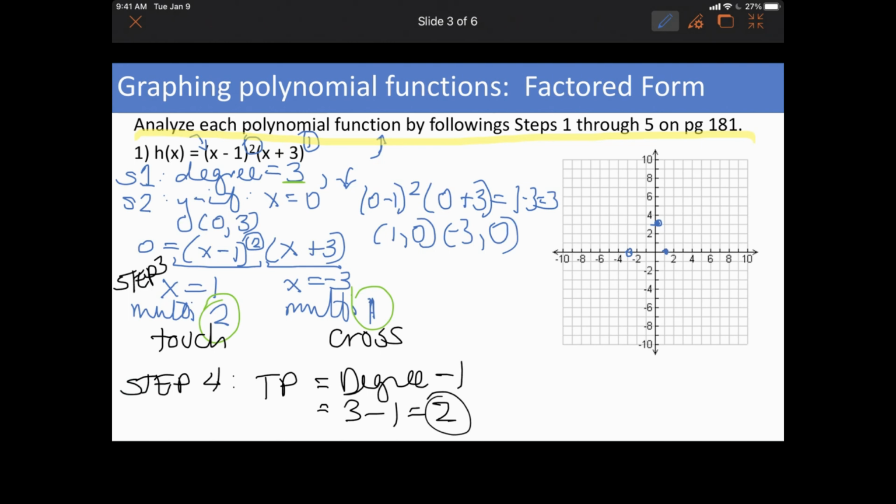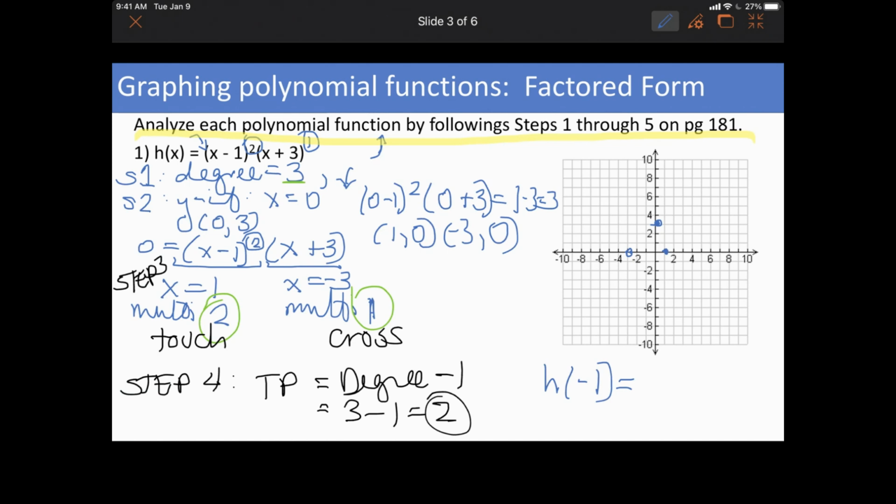So here's the thing. People ask me, Ms. Mendoza, I'm not sure like when it turns or bends. That's a good point. So one of the steps in 5 and 4 said to do extra points. So if you want to take your calculator and you want to find h of negative 1 to see where that point is, you can.